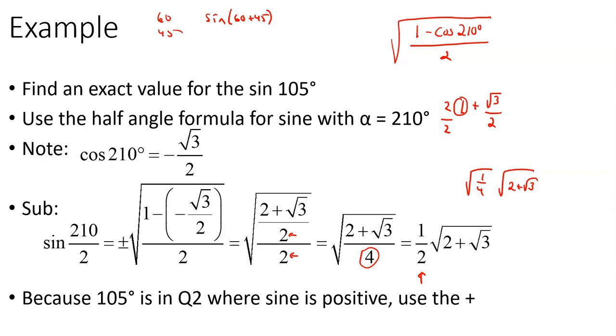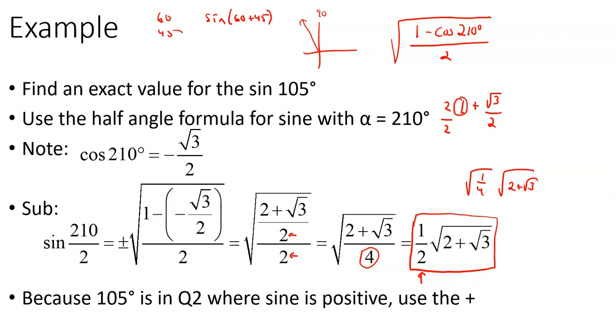So the sine of 105, where's 105? Well, this is 90, so 105 is over here somewhere. Second quadrant, sine is positive, so I'm going to use the plus version. So I don't have to write anything. It's just this. Here's my answer. That's how you find the exact value for the sine of 105.